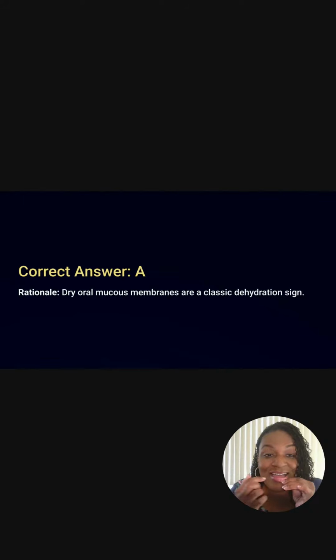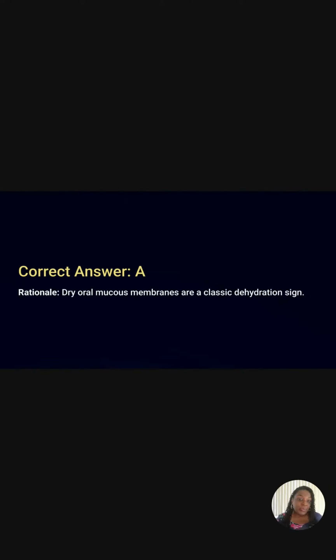So dry, cracked lips: the inner aspect of the lip, that's what we mean by mucous membrane. So if the lips are dry, more than likely those mucous membranes are also dry too. Encourage fluids if your patient can have fluids. If they can't have fluids, you can just notify your nurse.